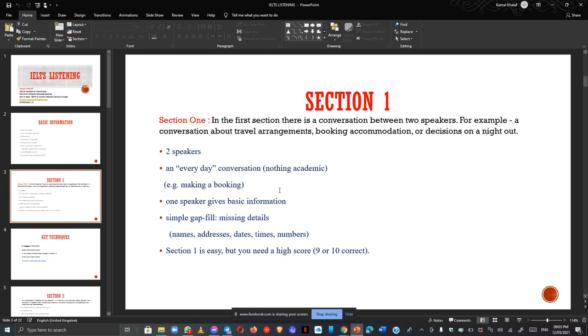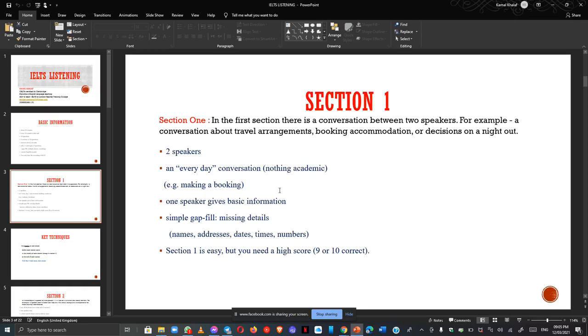As I told you, we have 4 sections in the IELTS listening test. Section 1: in this section, you hear a conversation between 2 speakers about an everyday topic, nothing academic here. For example, a conversation about travel arrangements, booking accommodations, or decisions on a night out. 2 speakers, as I told you, it's a conversation about an everyday matter like making a booking, nothing academic there.